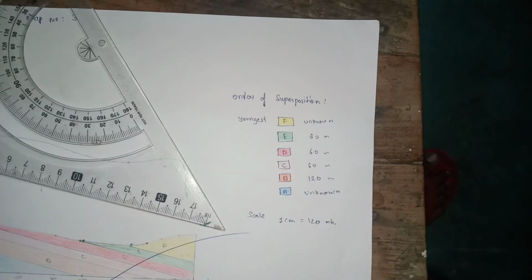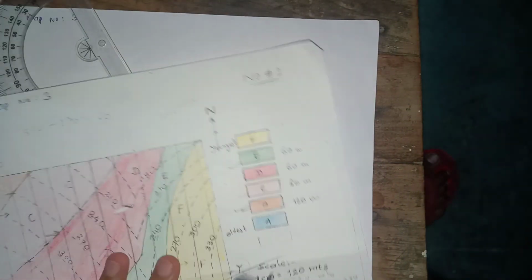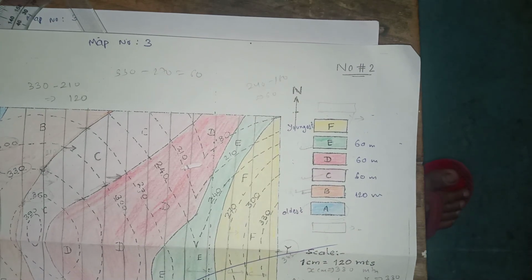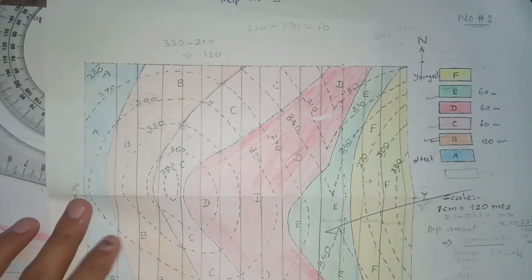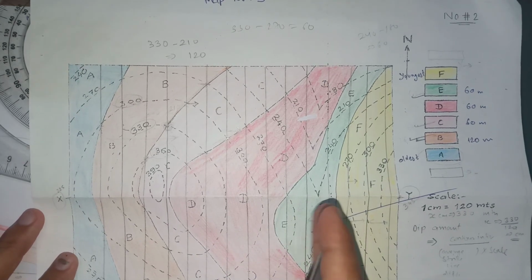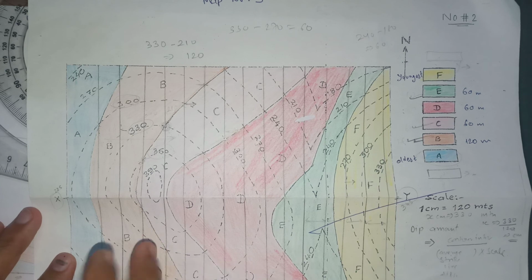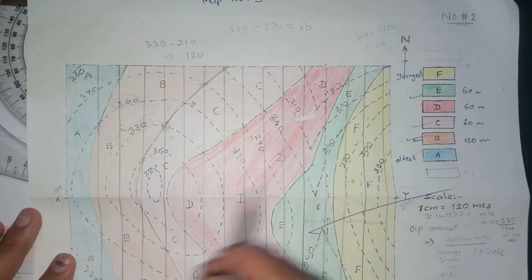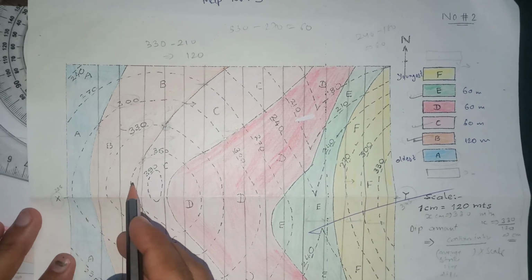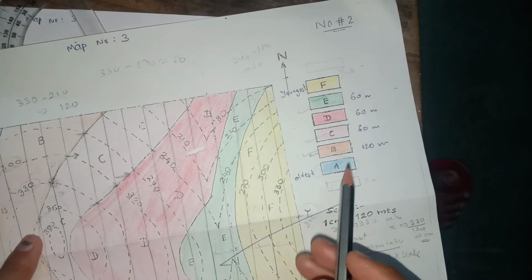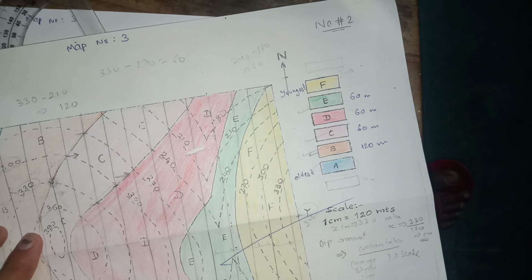For the order of superposition here, as in the previous video we decided based on elevation, but here it is an inclined bed. So here we know the oldest and the youngest bed based on dip. Okay, dipping in this direction, so younger beds will be formed in this direction. So this will be the oldest, this will be younger than A, C will be younger than B, D will be younger than A. Like this way we have made the order of superposition. Okay.